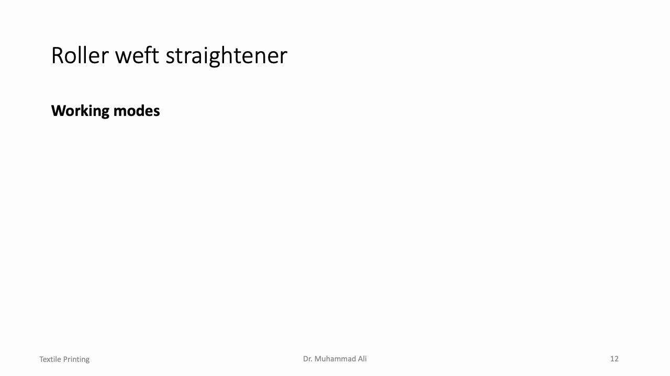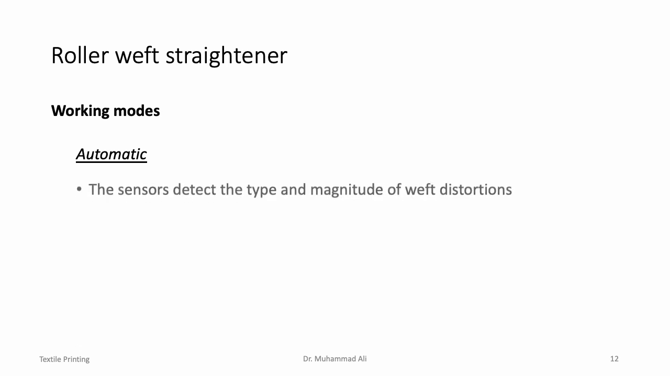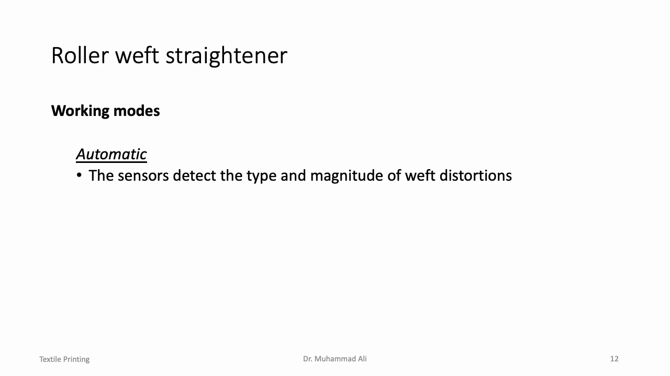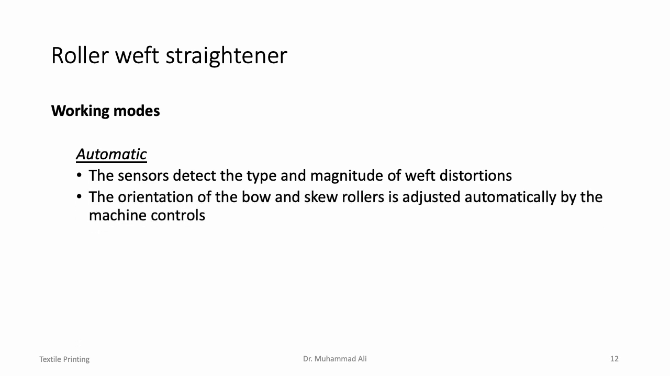Let's discuss the working modes of a roller weft straightener. By now, I have already mentioned a couple of times that the usual operation of a roller weft straightener is completely automatic. So the sensors are constantly detecting the type and the magnitude of weft distortions, and the signals from these sensors are sent to machine controls, which then change the orientation of the bow rollers or the skew rollers accordingly.